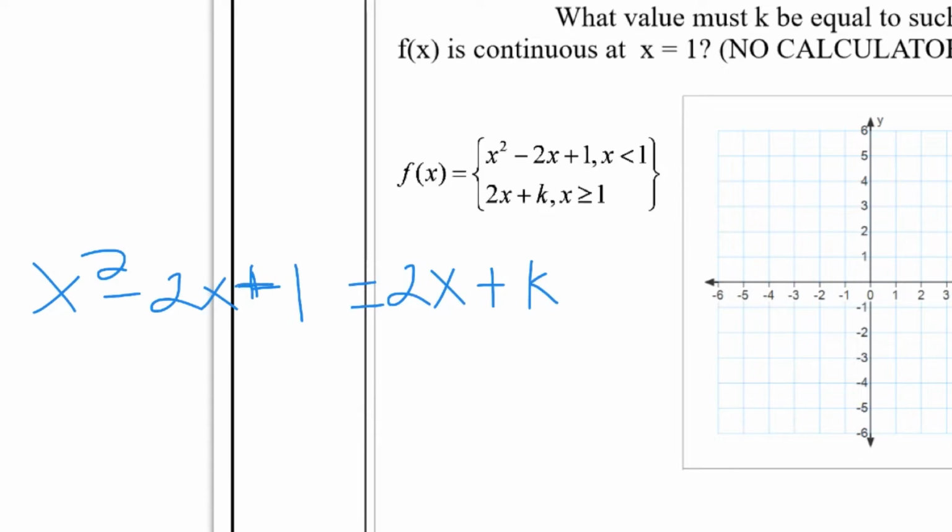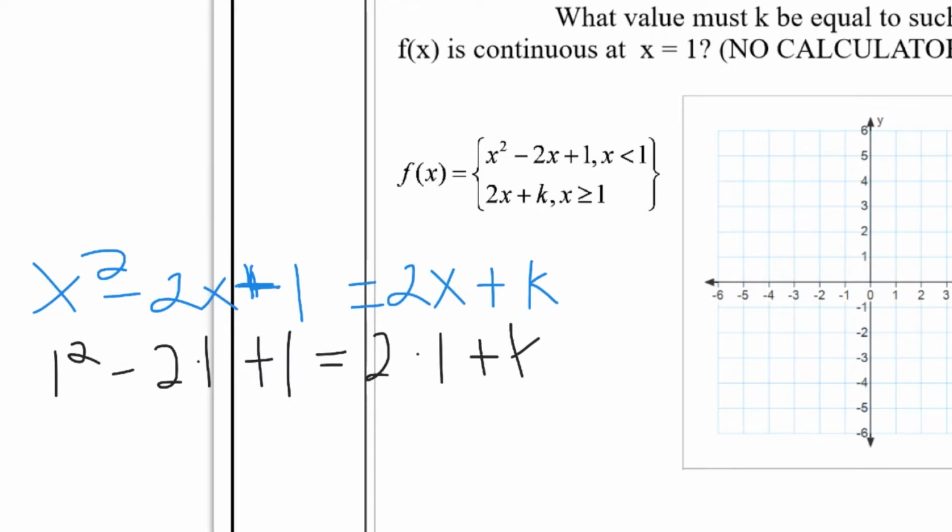But then it says, what's the value of k when the x value is 1? Well, look at the equation I have right there. Why don't we go ahead and plug and chug 1 in for the x's? Literally, 1 squared minus 2 times 1 plus 1 equals 2 times 1 plus k. There. And now let's solve for k.